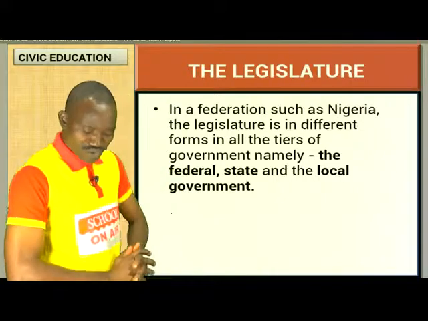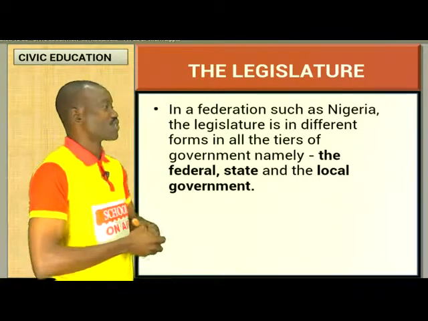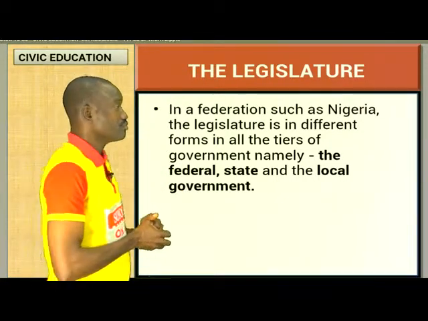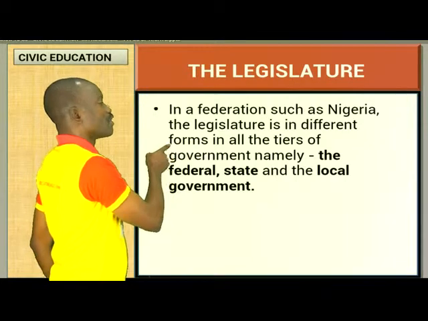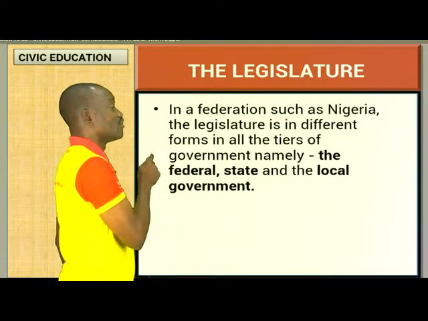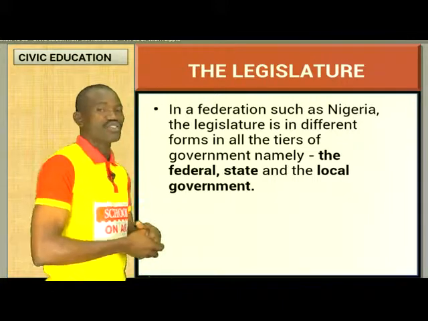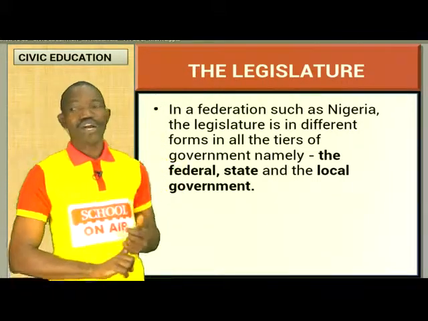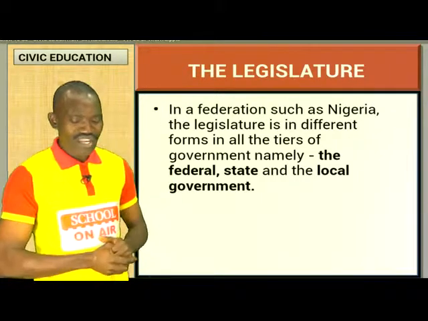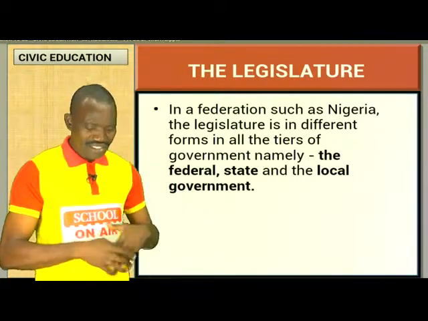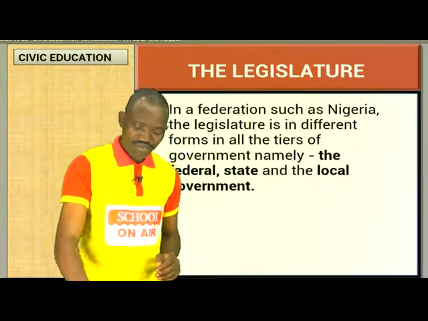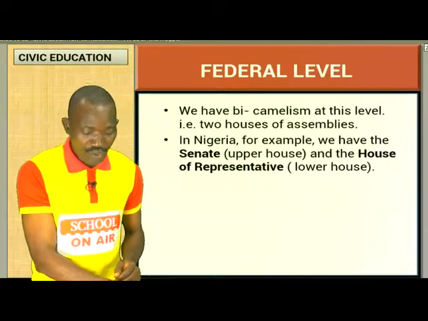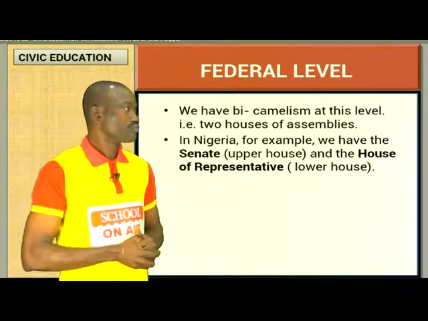And let's look at legislation in a federation such as Nigeria. The legislature is in different forms in all the three tiers of government. We all know the three tiers of government: the federal, the state, and the local government. Legislature is not the same in the three tiers of government. And so we are going to start with the federal level.